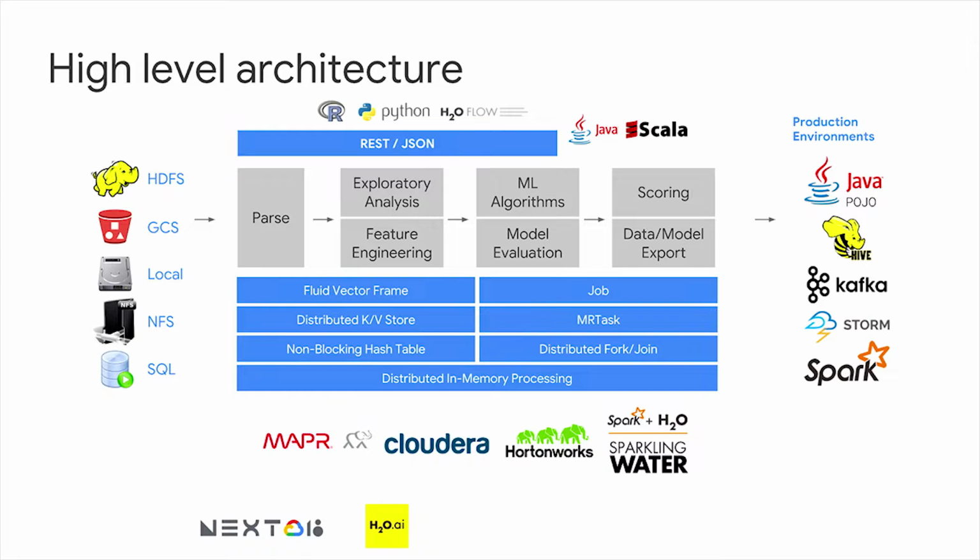So we take care of the work like doing the non-blocking hash tables, doing the in-memory map reduces, distributed fork joins. All those things are fully abstracted, so you as an end user don't have to worry. So what you write, the code that runs on your laptop, will with one minor change run on a cluster. So it's as easy as that.